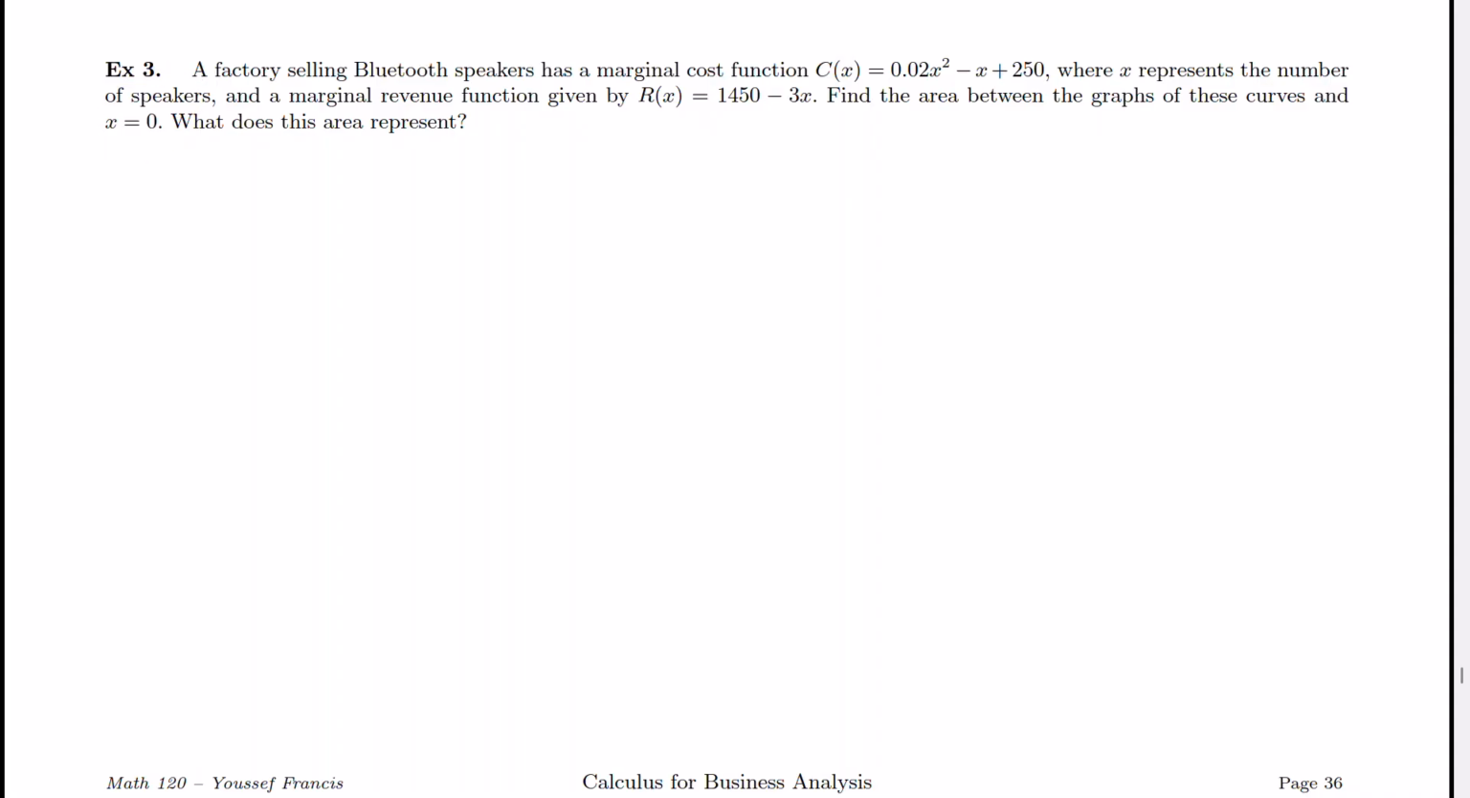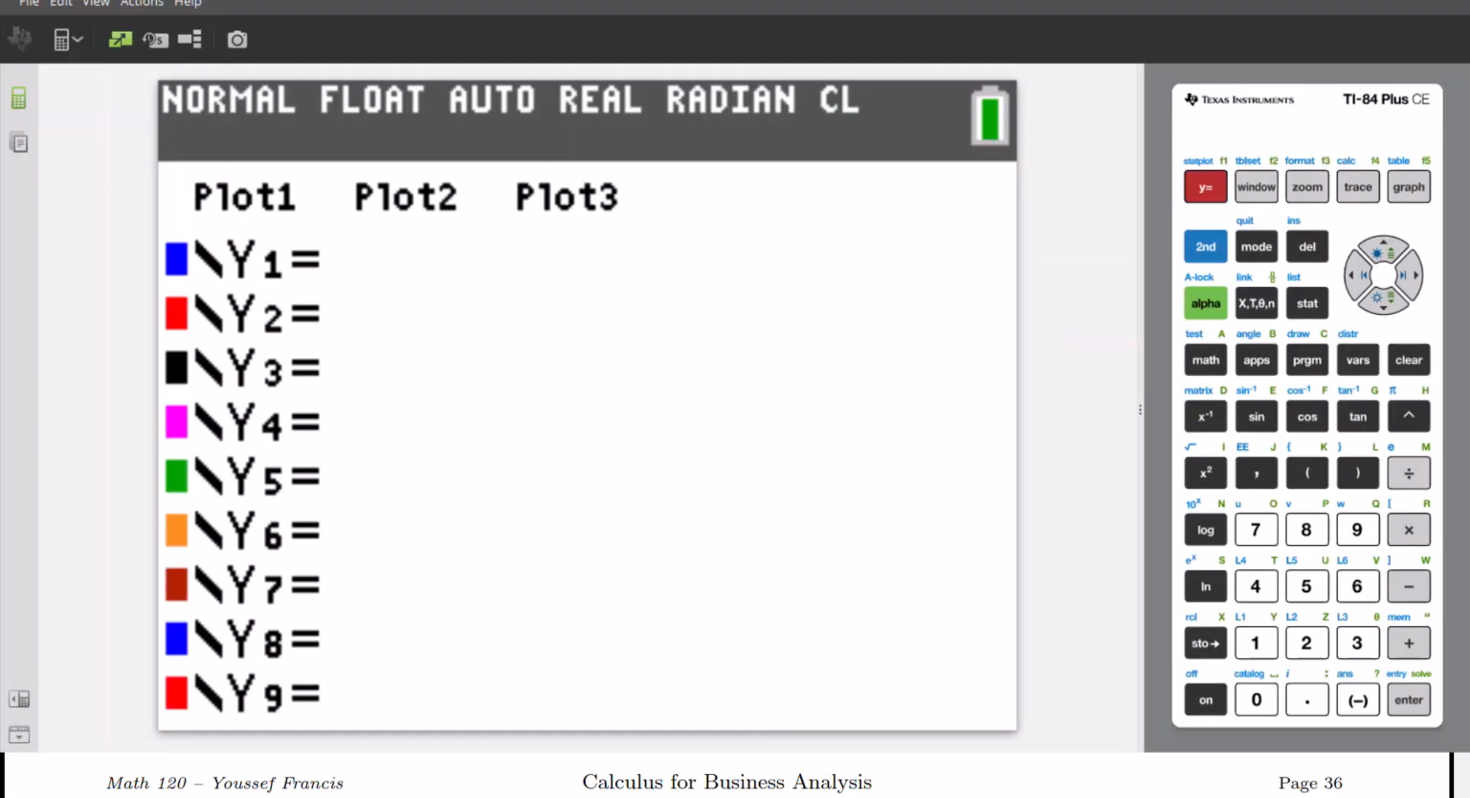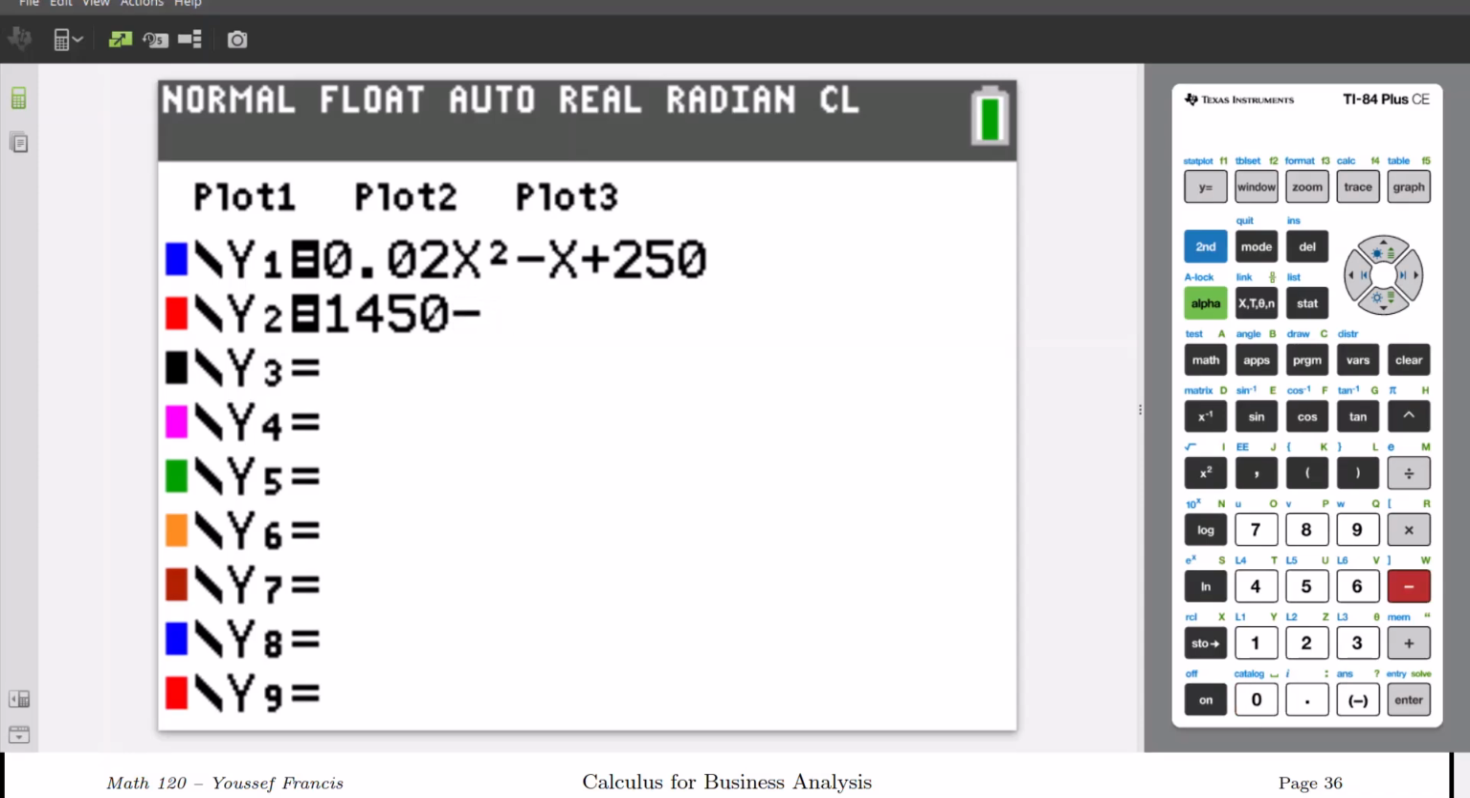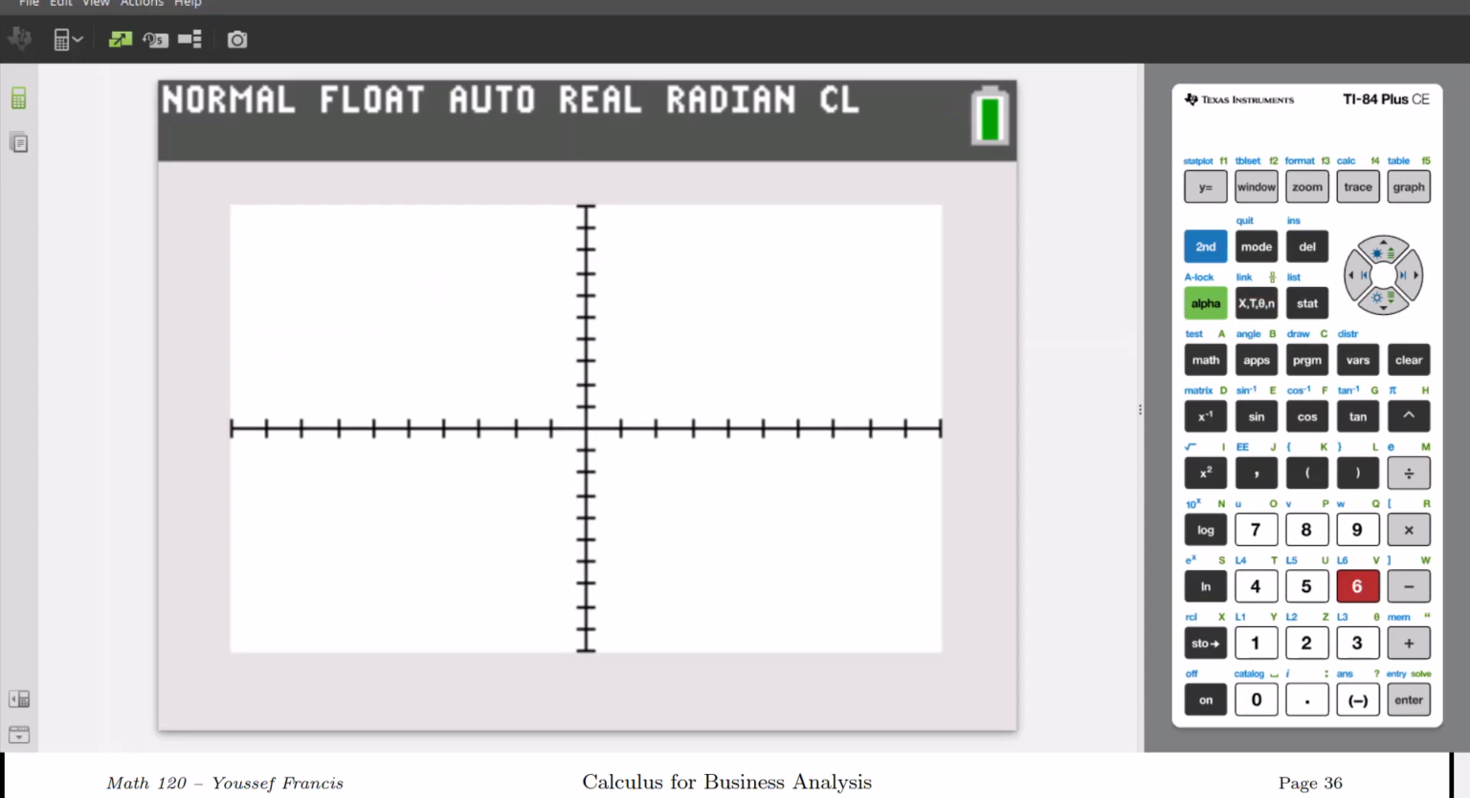So let's swap over to our calculator and first go to the Y menu and type in the cost, 0.02 x squared minus x plus 250. For the marginal revenue, we have 1450 minus 3x. So I'll go ahead and click zoom 6, and obviously I won't see anything. I know that one of the functions has 1450, so I know that the y's are probably going to be very, very high.